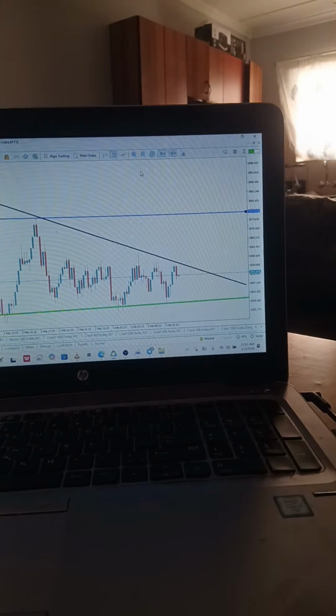Boom 1000 is about to spike. Okay. Let's go to the next asset. Already spiked. And I think it's going to spike again.